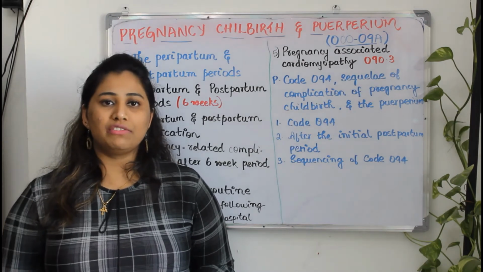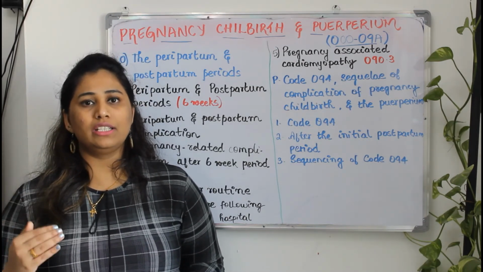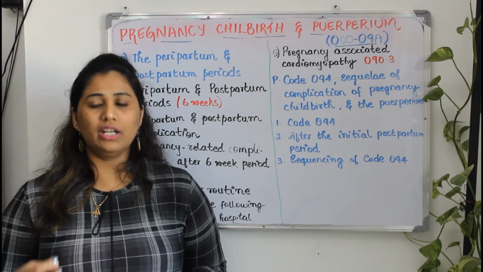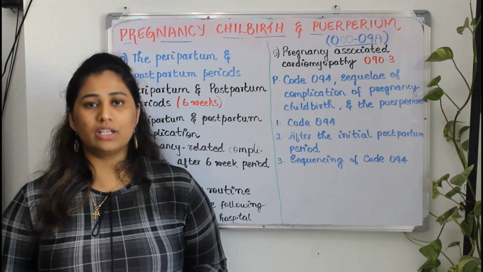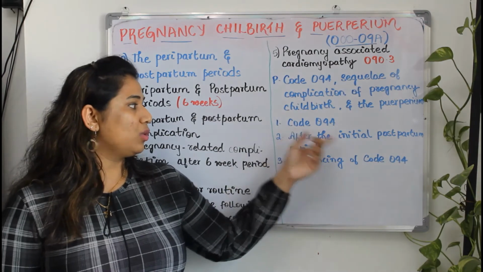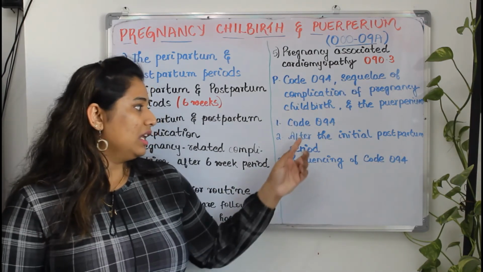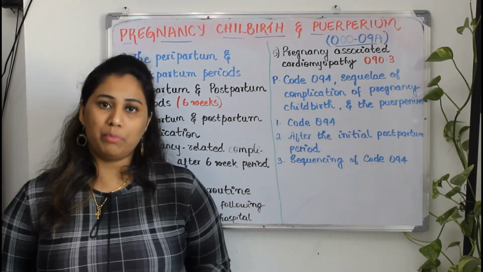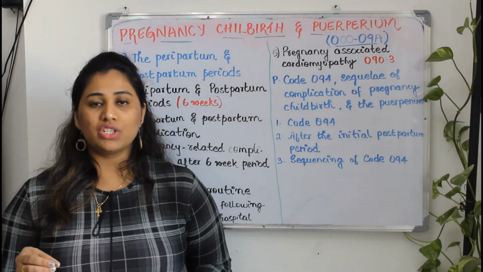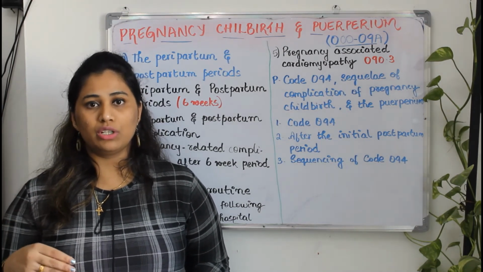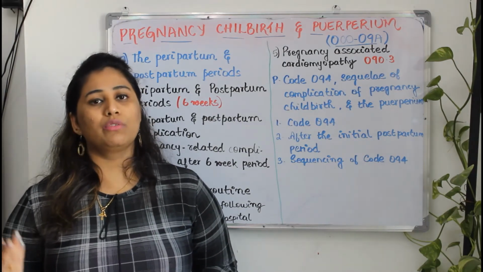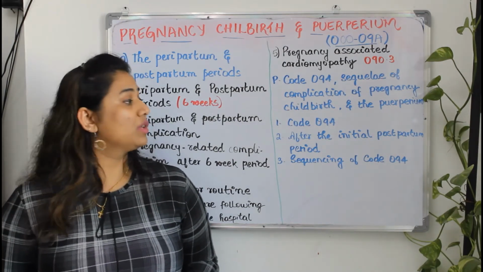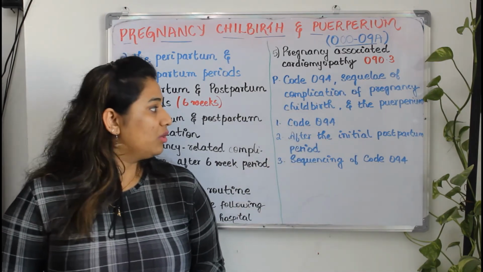And once the patient is discharged, at the time of the postpartum period, if the patient is having any complication and is returning to the doctor, in that case you will be coding this O94 scenario. Okay, after the initial postpartum period. So it should be mentioned that the patient was having a complication during the delivery and the patient has come up for a follow-up for that one, or along with the complication. In that case, you can use this O94 series.